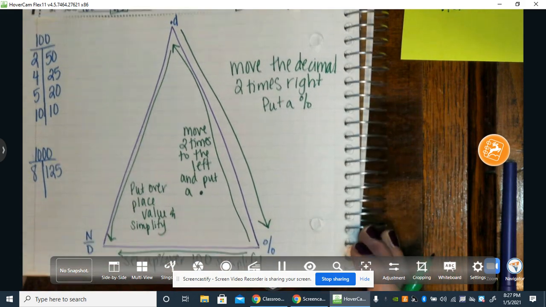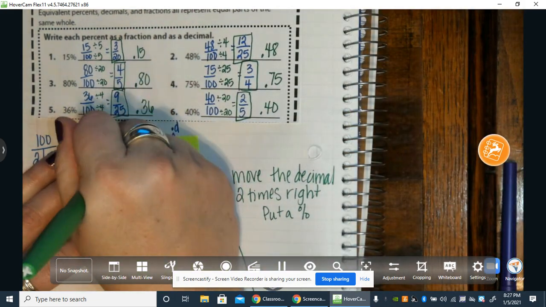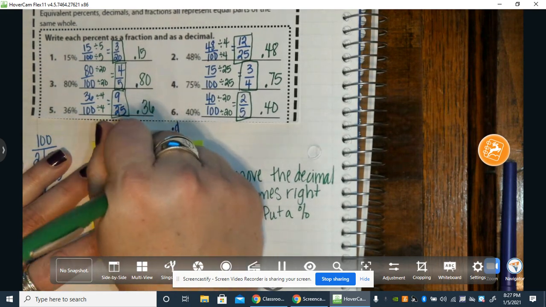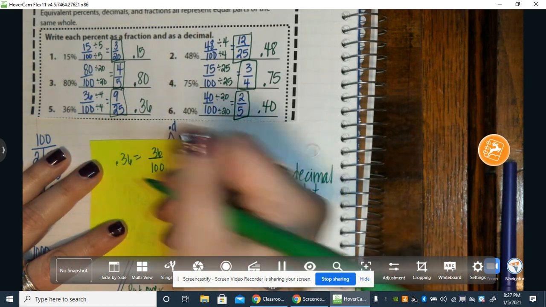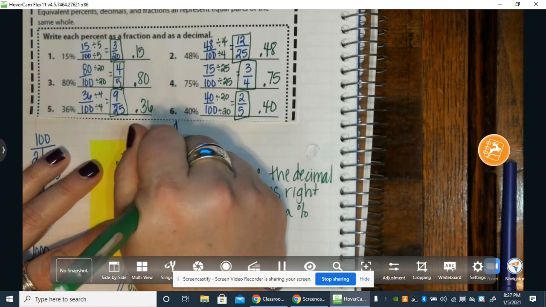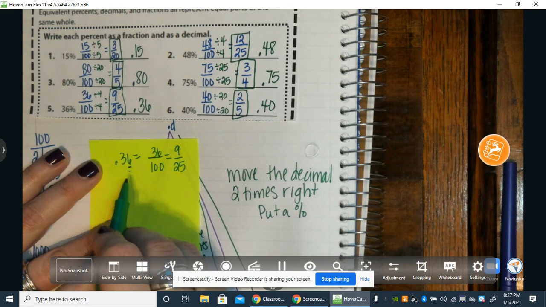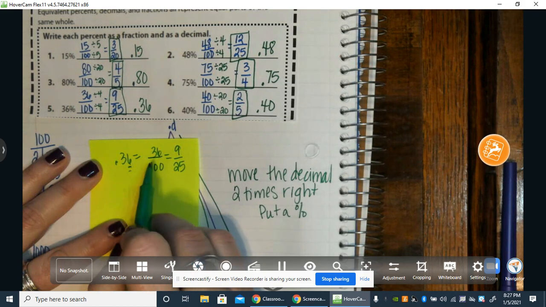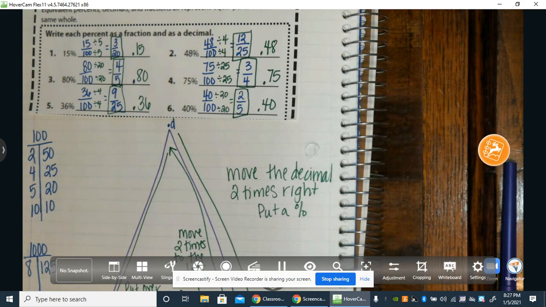All right, so let's look at 36 hundredths. Well, that's in the hundredth spot, so I know I'm going to have a denominator of 100. So that would be 36 over 100. And then I would simplify that by dividing both of them by 4, which gives me 9 over 25. So I'll look at the place value of the last number there and put that as a denominator, and then simplify.